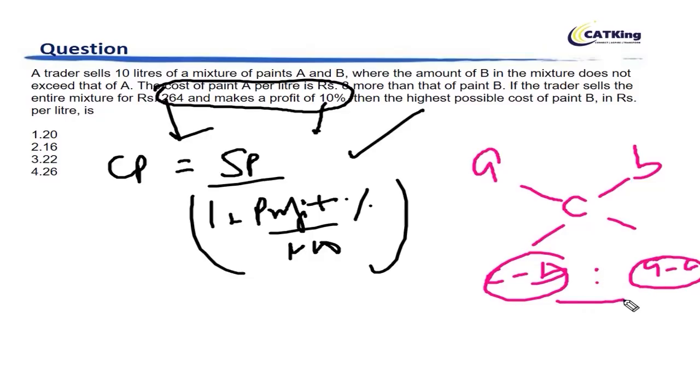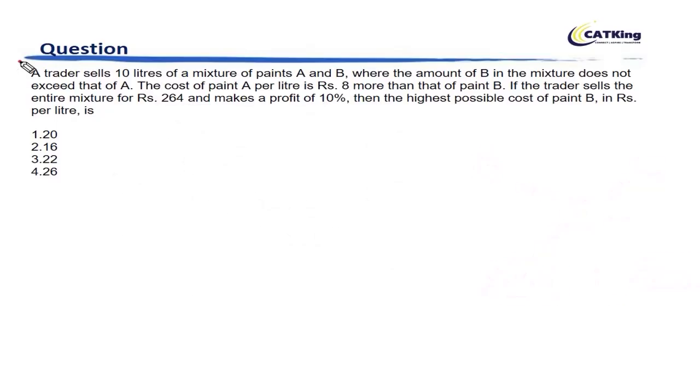That's what happens in allegation. So if you know allegation and if you know the basics of CP and SP, the amount of time this question should take is not more than 30 seconds.